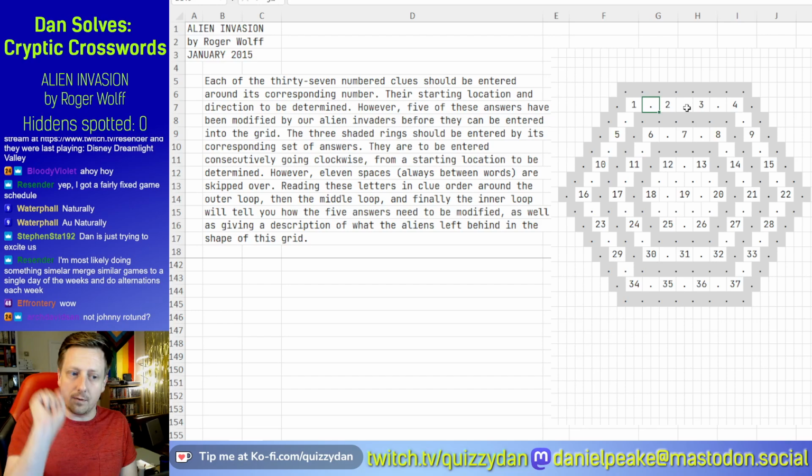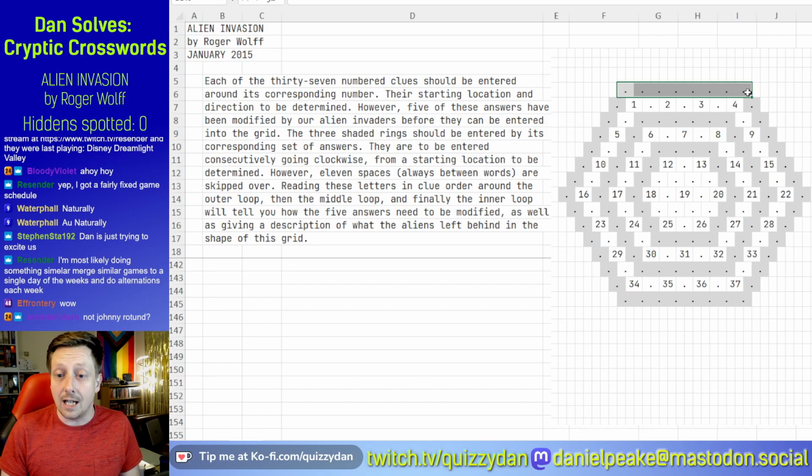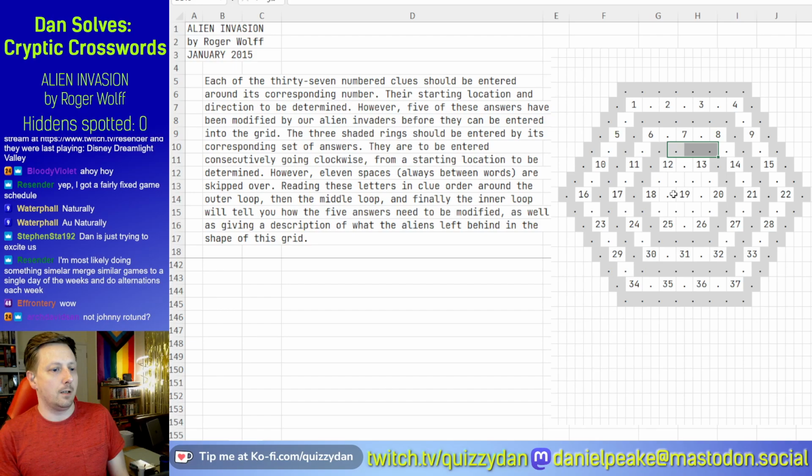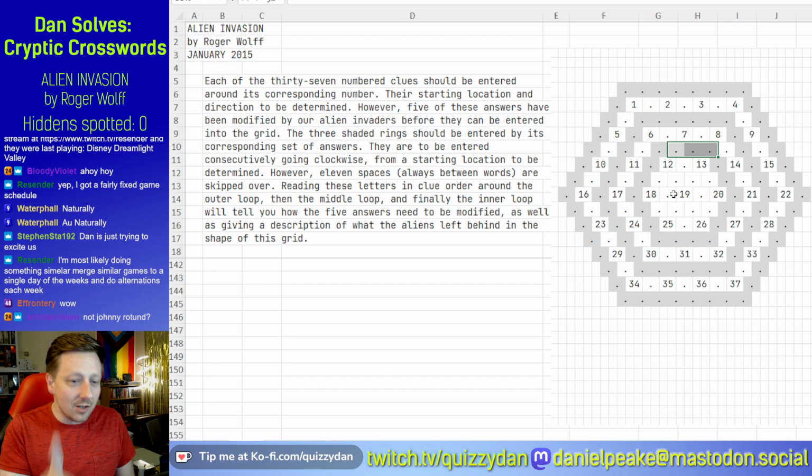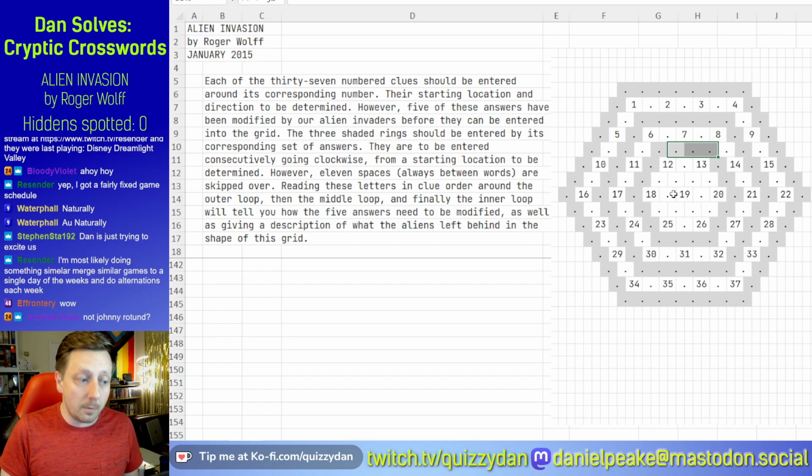It could start anywhere, and it could go clockwise or anti-clockwise. However, 5 of these answers have been modified by our alien invaders before they can be entered into the grid. The 3 shaded rings should be entered by their corresponding set of answers: a set of clues for the outer loop, middle loop, and inner loop. They're to be entered consecutively going clockwise, from a starting location to be determined. However, 11 spaces, always between words, are skipped over, and reading these letters in clue order around the outer loop, then the middle loop, and finally the inner loop, will tell you how the 5 answers need to be modified, as well as giving a description of what the aliens left behind in the shape of the grid.